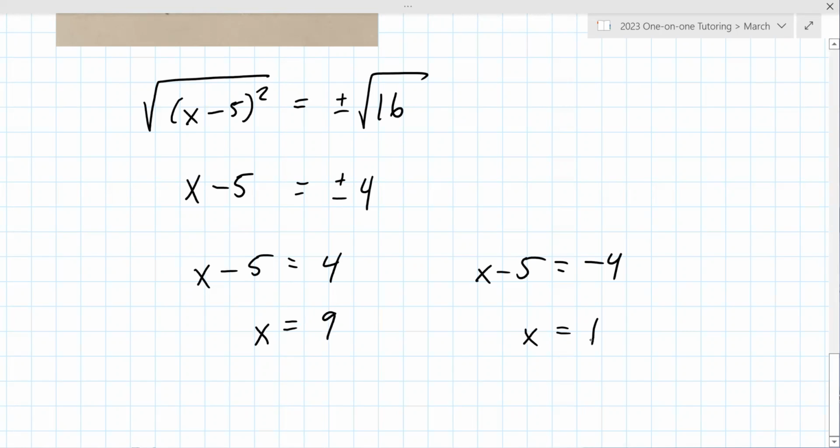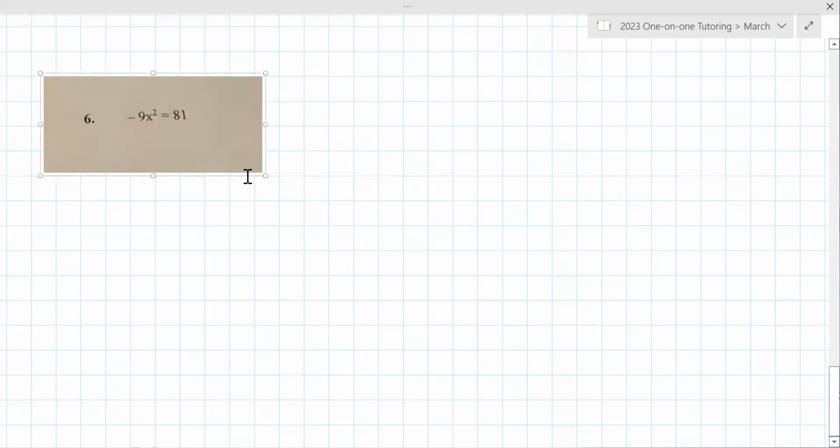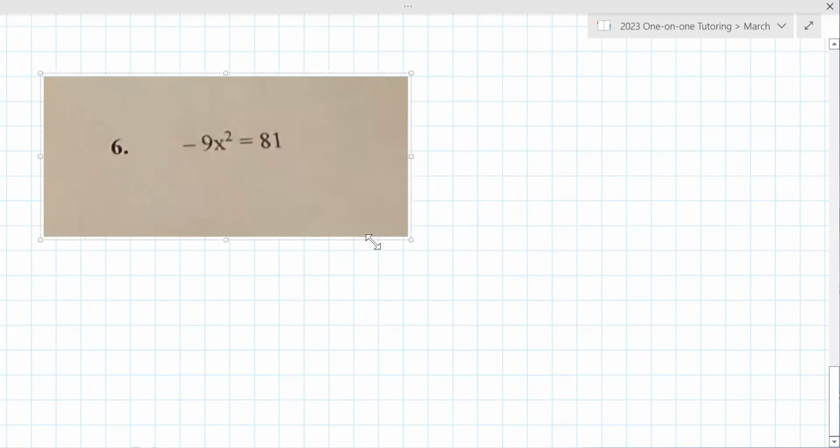So it's x equals 1 and x equals 9. Great, really good. All right, let's go to number 6. All right, so this is kind of like number 4. You're going to divide both sides by -9.